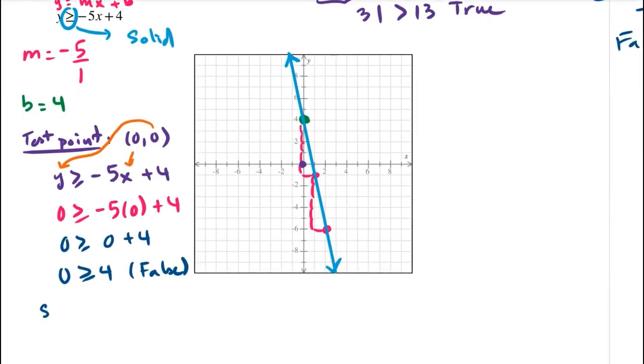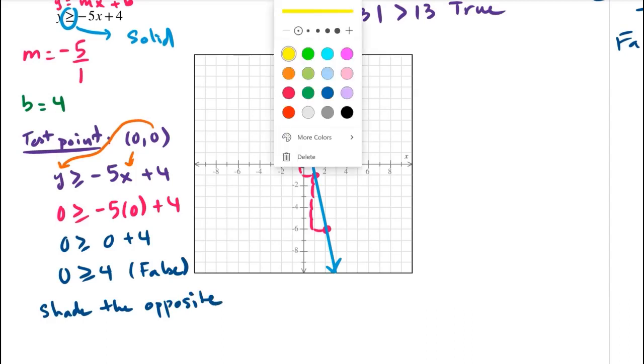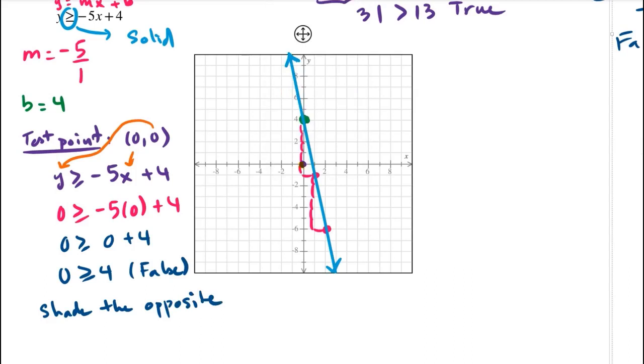When it's false, you're going to shade the opposite area. If it's true, you shade the area that contains the point. If it's false, you're going to shade the opposite. Since 0, 0 is right here, we're going to shade the opposite. So I'm going to shade it right here. Everything on this side is going to be your solution. Okay. On your computer, all you need to do is shade this. That's it. Okay. One more time. This is where your solution is.